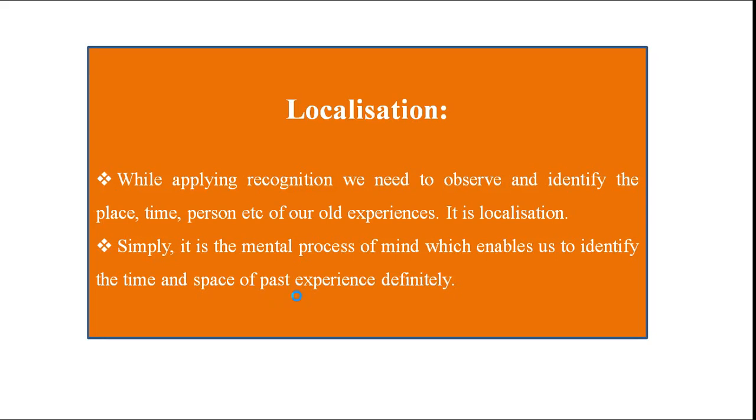Simply, it is the mental process of the mind which enables us to identify the time and space of a past experience. So in the process of memory, first we have to learn the things. Secondly, we have to retain the things in our mind, we have to store them. After storing, we have to recall the things, because if you do not recall them, they will go to the forgetting area. We forget things if we do not recall them. Recall means repetition of the things. Next, recognition.